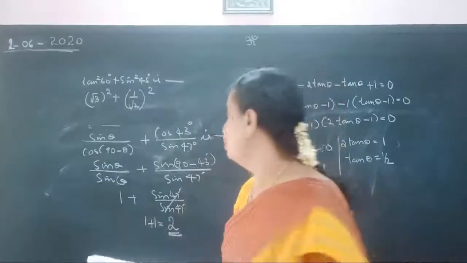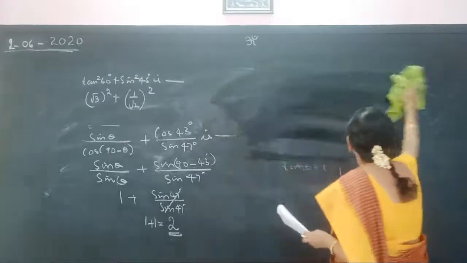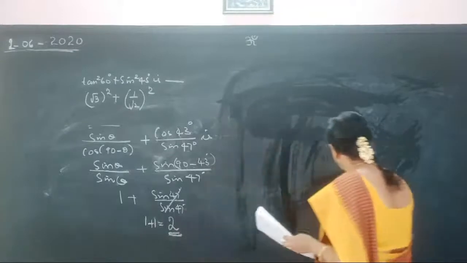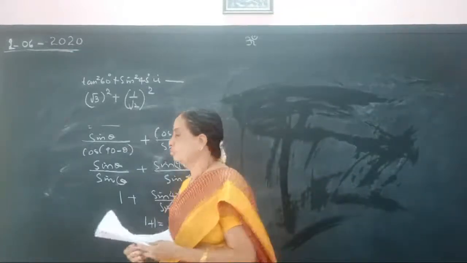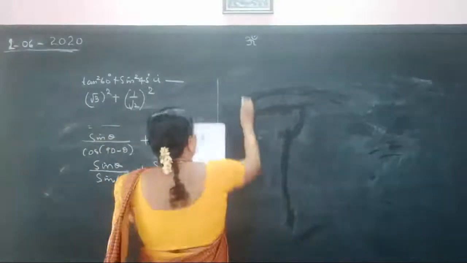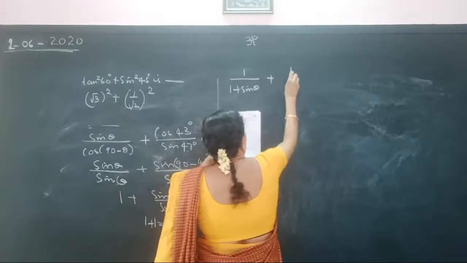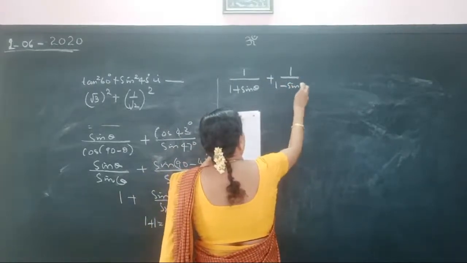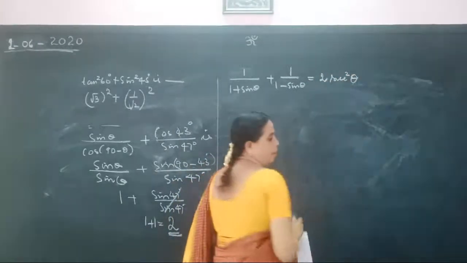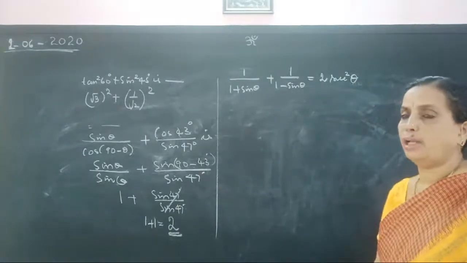Next, identity proof. Prove that 1 upon 1 plus sin theta plus 1 upon 1 minus sin theta equals 2 secant square theta. 2 secant square theta you should get on simplifying the LHS.